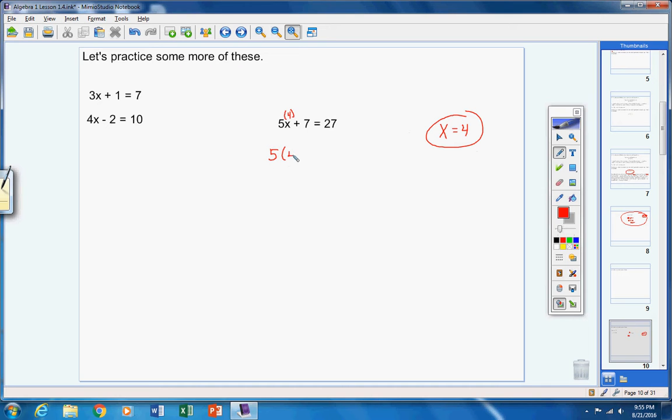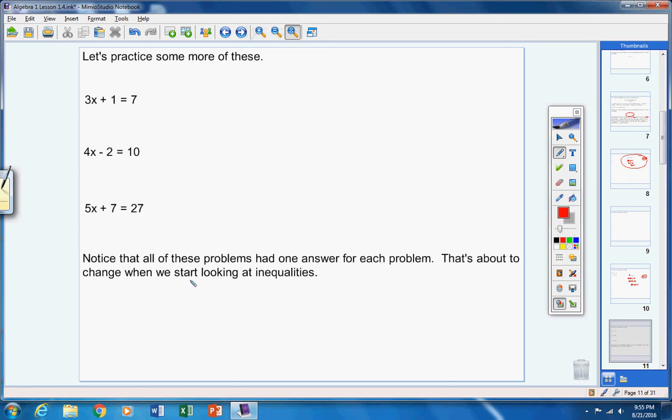5 times 4, positive 7 equals 27. 5 times 4 is 20. 20 plus 7 equals 27. 27 equals 27. Check. So we're learning how to solve these, and we're also learning how to check our answers. Okay? Not too difficult. Notice that all of these problems that we just did had one answer for each problem.